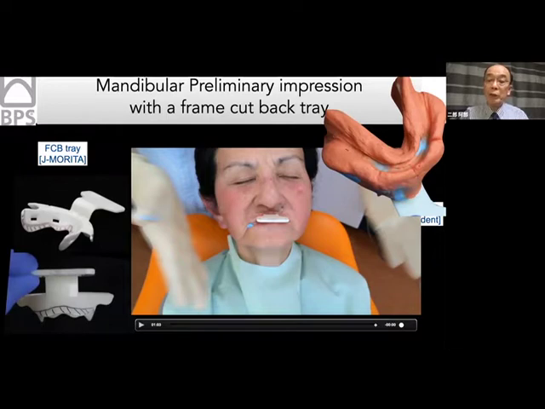So anyway, push the tray straight down. Be sure not to load it down, because the retromolar pad will be isolated and the impression material on the retromolar pad region will become very thin. And finally, the retromolar pad would be deformed when pouring plaster.